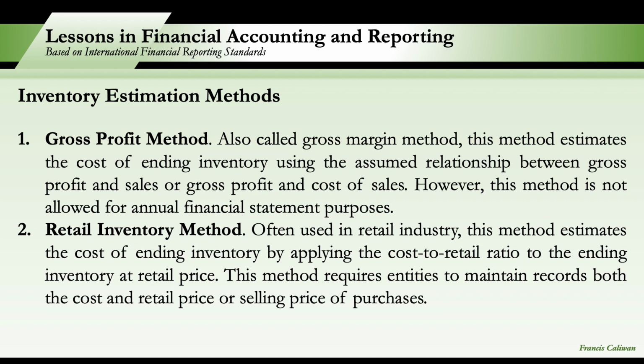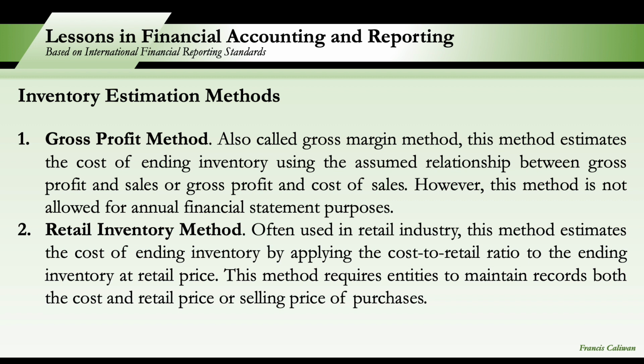Gross profit method, also called gross margin method, is the method of inventory estimation that estimates the cost of ending inventory using the assumed relationship between the gross profit and sales, or the gross profit and cost of sales. So we are using here the relationship between sales or cost of sales and gross profit. That's why we are using gross profit rate. However, this method is not allowed for annual financial statement purposes, only for interim financial statements.